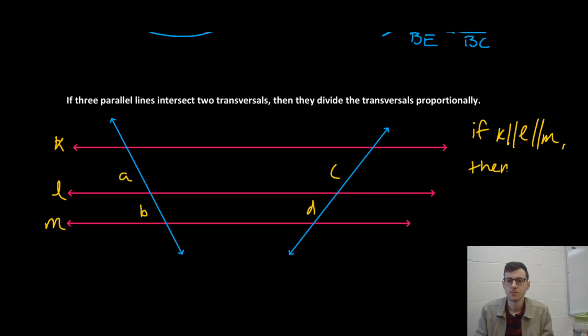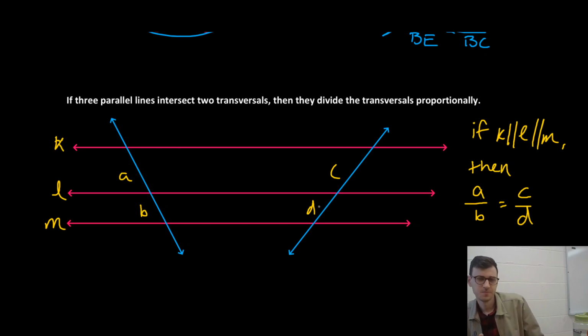Then A over B equals C over D, right? Those are divided proportionally. And remember how we talked about if these segments are congruent and then these segments are congruent, it's the same idea. Okay, so I'm not going to go through and prove this one the way I did the last one, but think about it. Think about why that's true.